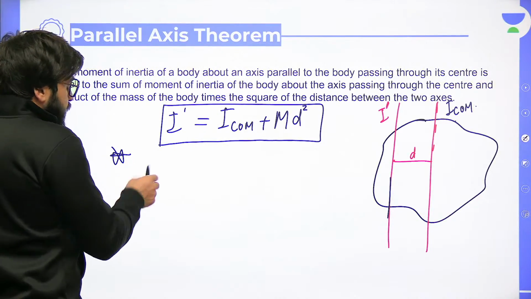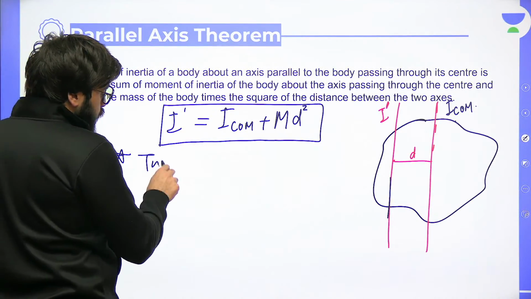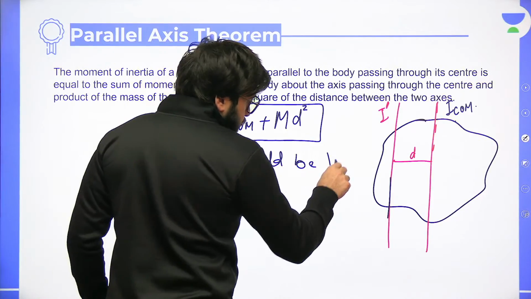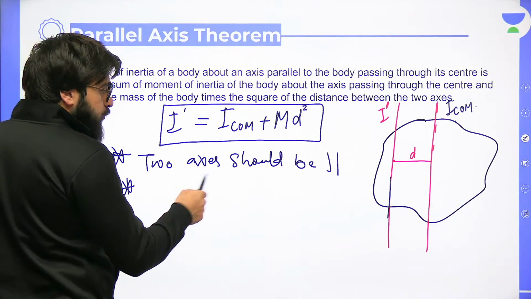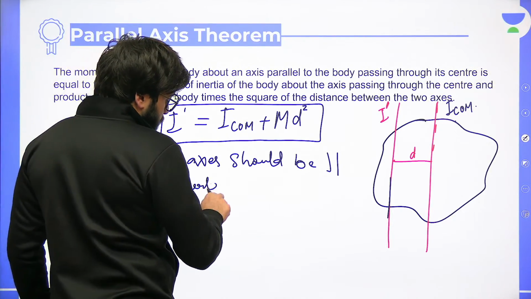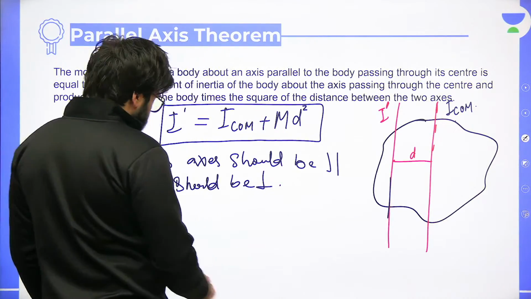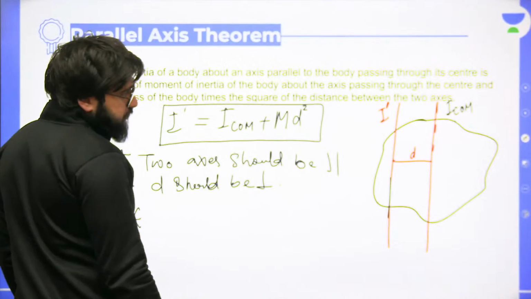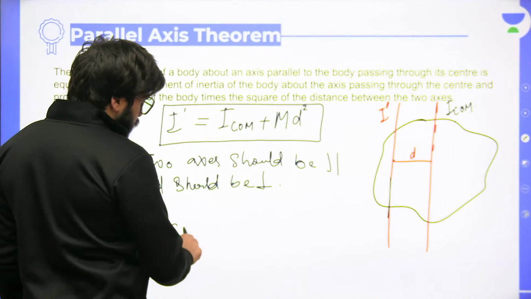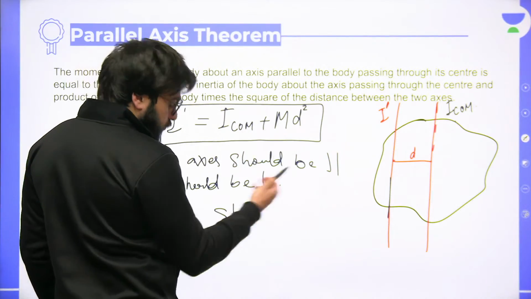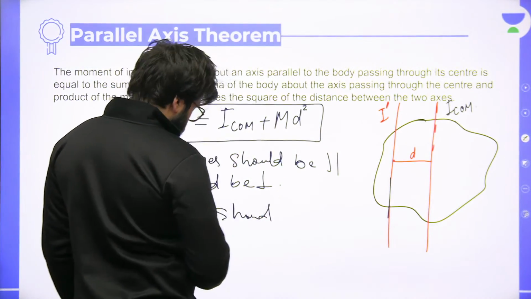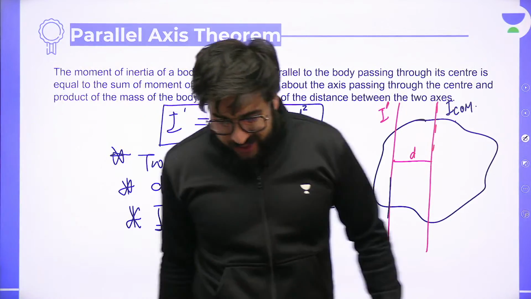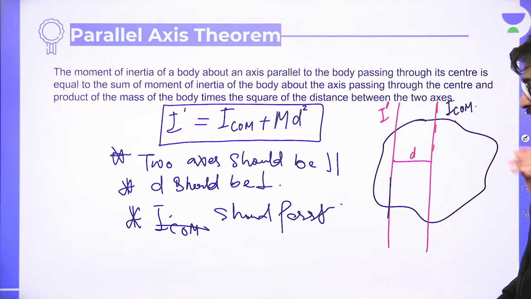We say in this case, point number 1, the two axes should be parallel to each other. Point number 2, D should be the perpendicular distance. Point number 3, and what else was it? ICOM, obviously, one of its axes should pass through the center of mass, whatever it is, okay? Keep that in your mind. This axis should pass through the center of mass.